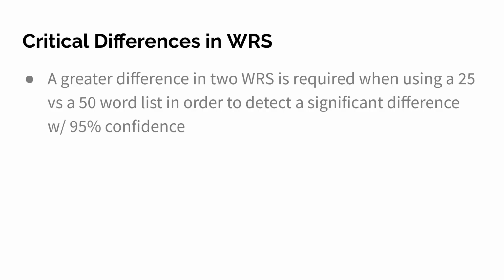Let me give you another example here. Say I move down on this table to 30% on the far left column. If you're using a 25 item word list, you have to have a score that's greater than 58% for it to be statistically significantly different at the 95% confidence level. But if I use 50 items, it only has to be greater than 50%. So again, variability is greater with fewer items used.